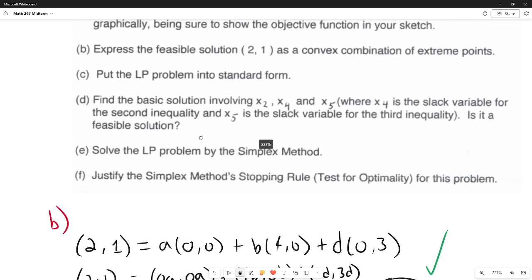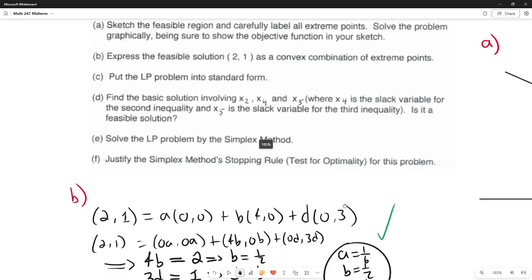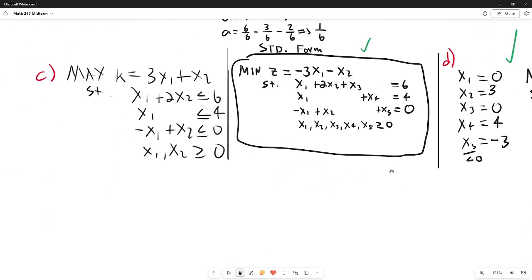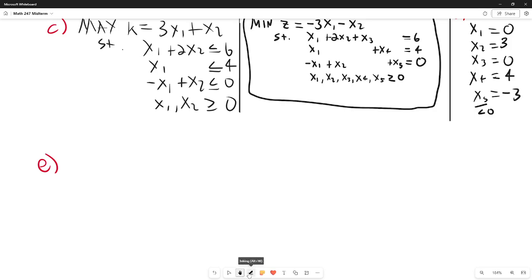All right. So now we can move on to E. Solve the linear programming problem by the simplex method. To do that, we need to take this standard form we just made and turn it into a tableau. So I'm going to put part E here. Usually these are pretty long, so let me go down like that.